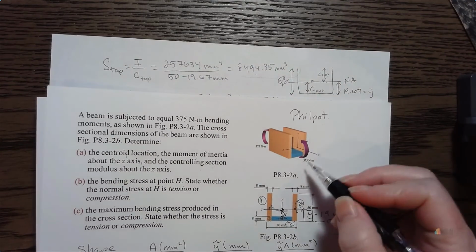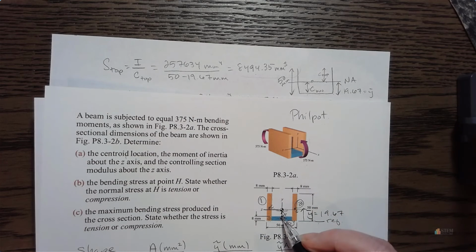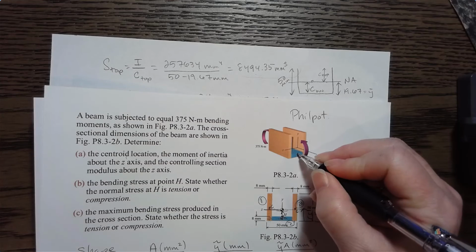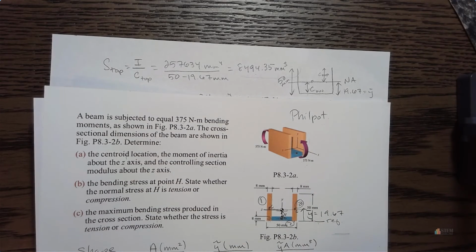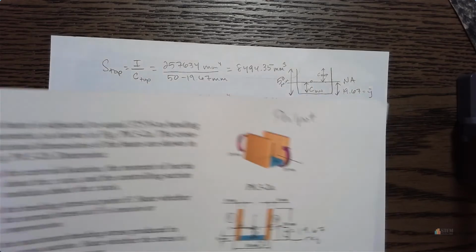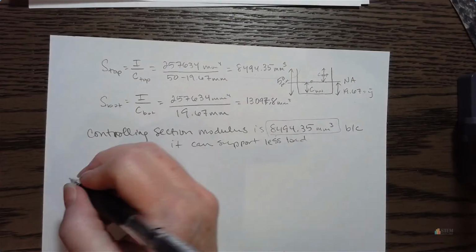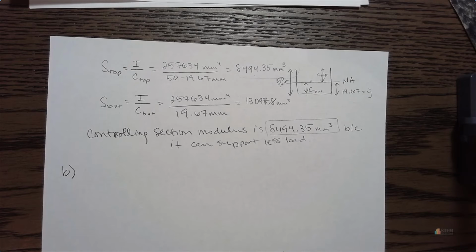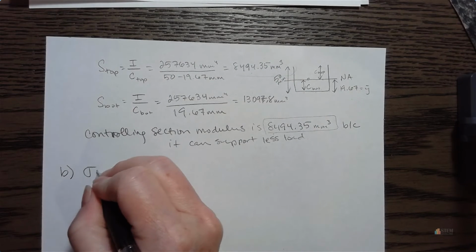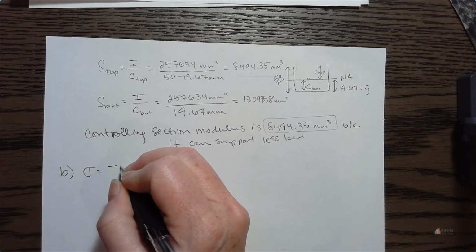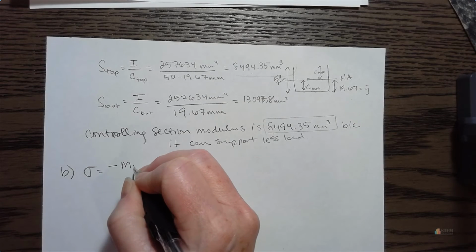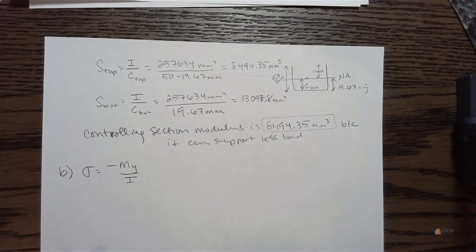B wants to know the bending stress right here at H. Right, I've kind of drawn all over it, but it's at the top of the little blue region right here, so it's kind of like right here. So it wants to know bending stress, and then it wants to know if it's in tension or compression. Okay, so let's go ahead and find this. Now the equation we're going to use for this is sigma equals negative My over I.